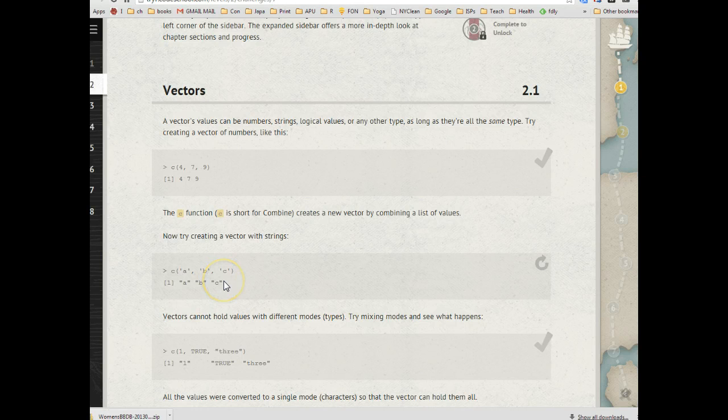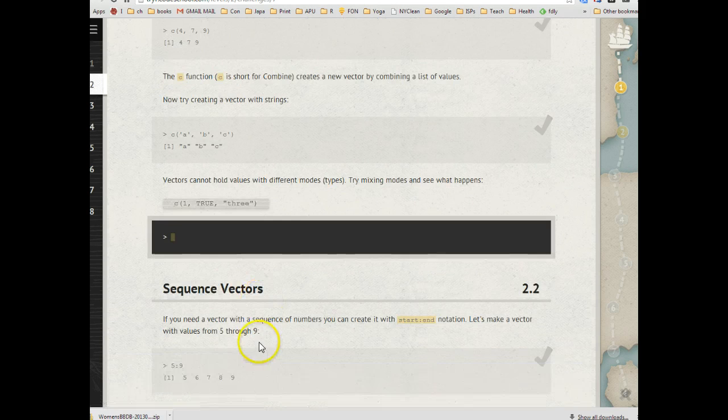And if you want to do, okay, let's say that. And then they say an important thing about vectors is that they can't hold different types. And by types they mean numbers versus strings versus other things. You can't have one vector holding different types. So they all have to be numbers, or they all have to be strings, or whatever else there can be, but they all have to be the same. And then they give you an example of that by doing this.